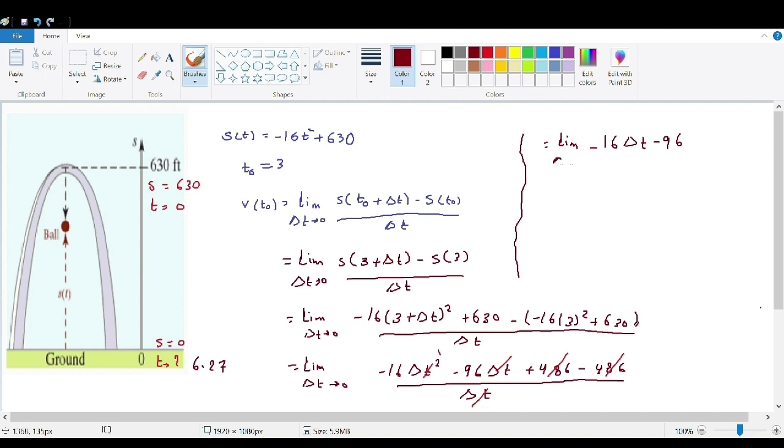So here we have delta t approaching 0. Now replacing delta t by 0, this will give us minus 16 multiplied by 0 minus 96, so this is equal to minus 96 feet per second. So the instantaneous velocity is given by minus 96 feet per second.